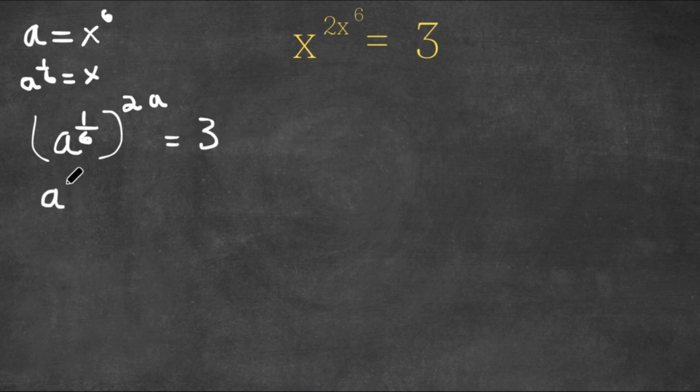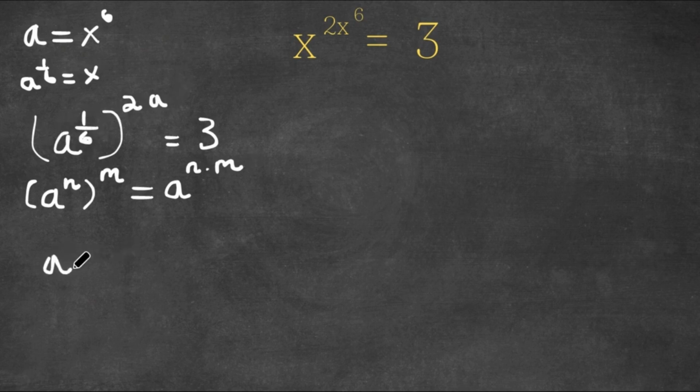Now, if we have something in the form a to the power of n to the power of m, this is actually equal to a to the power of n times m. So a to the power of 1/6 to the power of 2a is equal to a to the power of 1/6 times 2a. And this is equal to 3. Now 2a times 1/6 is simply just a over 3. So we have a to the power of a over 3 is equal to 3.